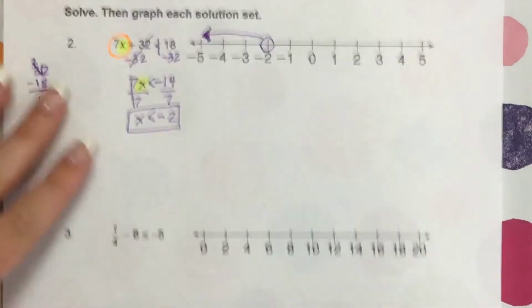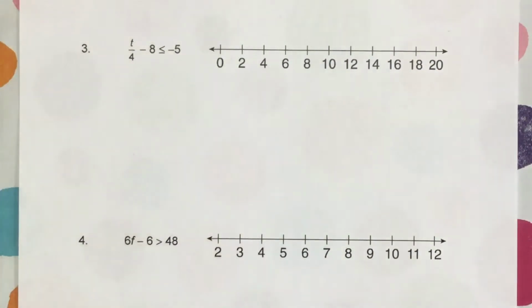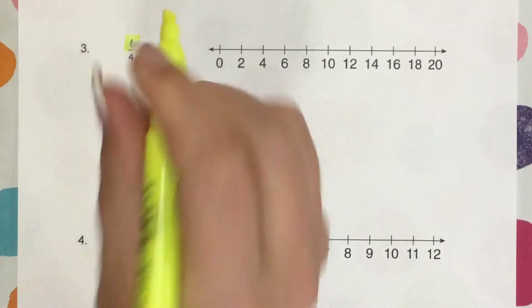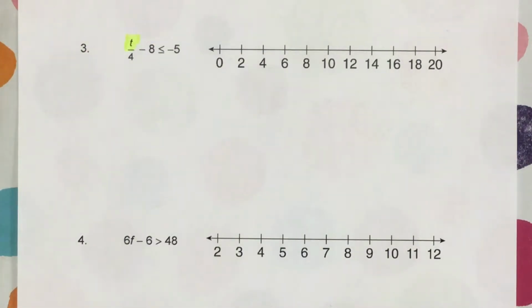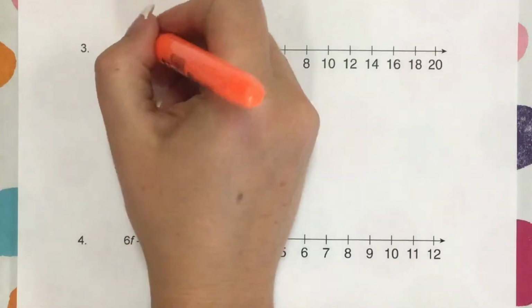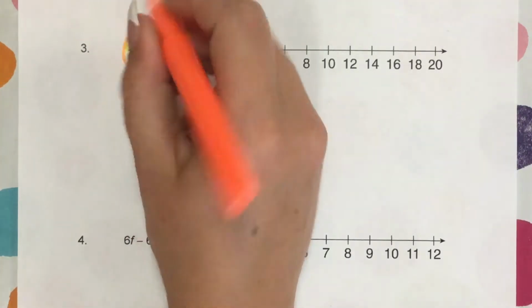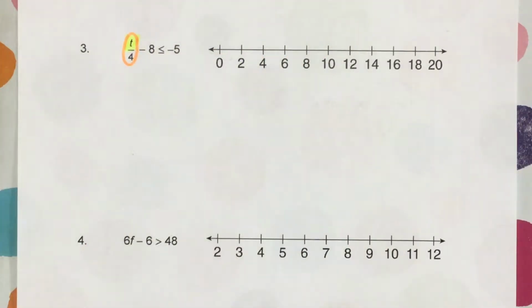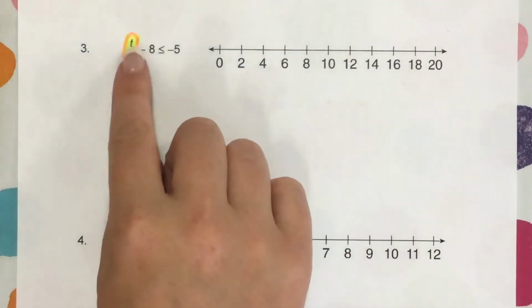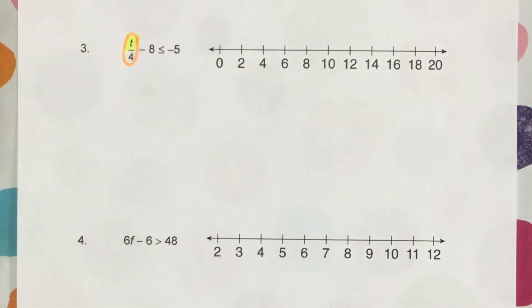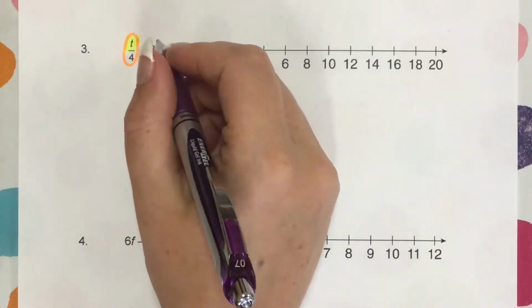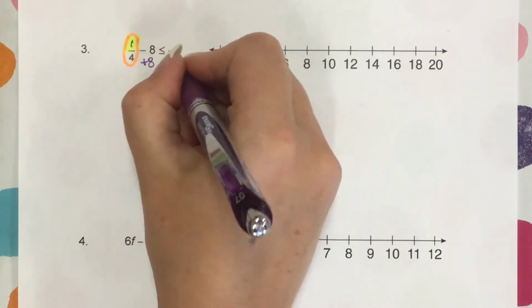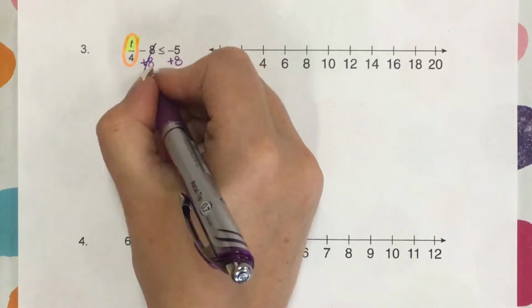Okay, so let's go ahead and do number 3 together. We're trying to figure out what t is. We need to get it by itself. We know that we have to keep t divided by 4 together until the very end. So we have t divided by 4 minus 8 is less than or equal to negative 5. We're trying to get t by itself, but we have to get rid of this negative 8 first. So we do the inverse operation, which is adding positive 8 to both sides. The negative 8 and the positive 8 cancel each other out.